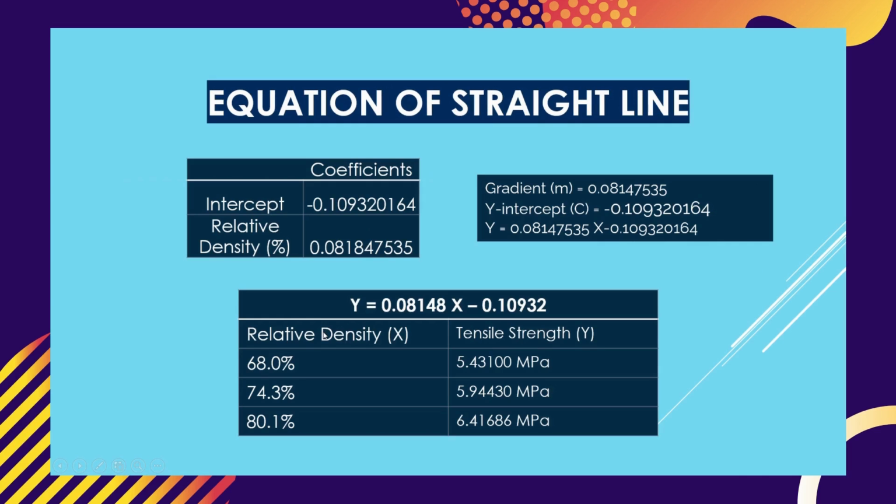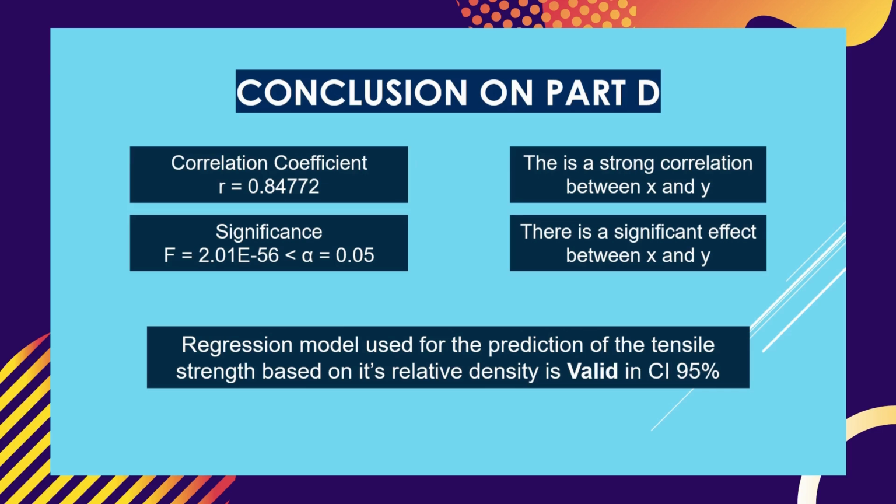And then we take the coefficients: the y-intercept, negative 0.1, and the relative density 0.08 as the gradient, and then input all the relative density values into the formula. 68 into the x, same way as 74.3 and 80.1 into the x, multiplied by 0.08 subtracted with 0.1, which produces the tensile strength results of 5.43, 5.94, and 6.41.